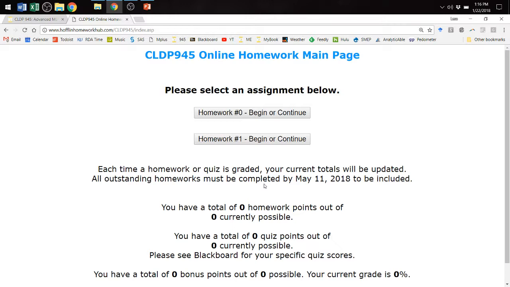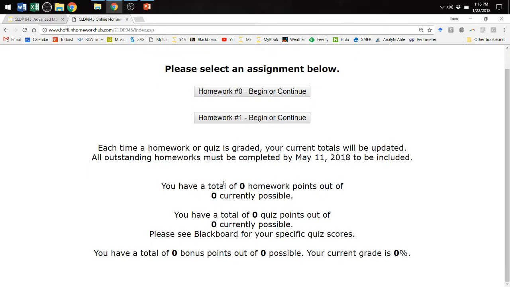Everybody's login is working. So homework 1 is already available. Homework 0 is the thing I'd like you to do by Friday for 3 points of extra credit. Note that we also have here zeros where throughout the semester, periodically updated will be your various point totals. So homeworks, quizzes, bonus points, and your current grade. So you'll always be able to figure this out.